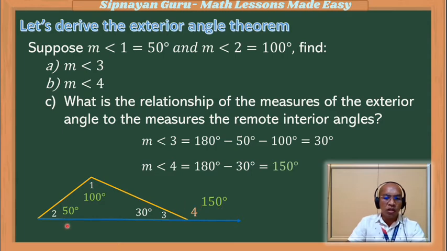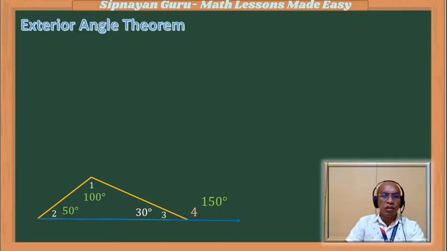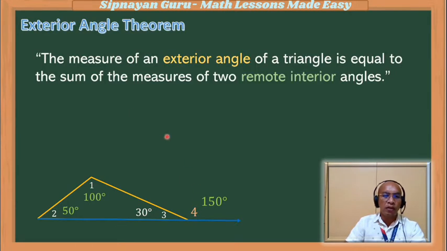Now, what is the relationship between the measures of the two remote interior angles, the 50 degrees and 100 degrees, to the measure of the exterior angle? From this observation, we can come up with a theorem that the measure of the exterior angle of a triangle is equal to the sum of the measures of the two remote interior angles. So basically, to get the measure of the exterior angle, you just add up the two remote interior angles.